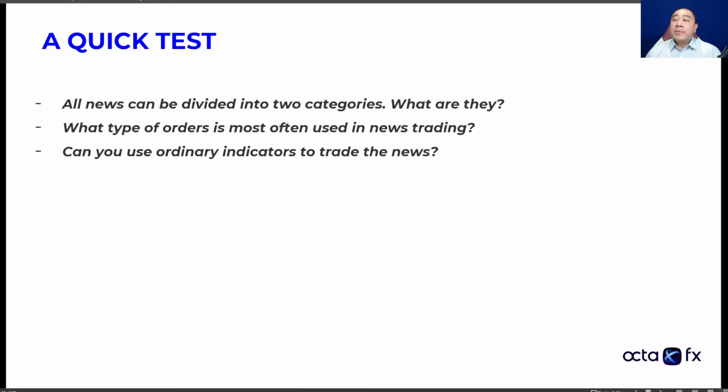All right. Number 2, limit and stop. Number 3, yes, you can use ordinary indicators to trade the news. Limit and stop are the most often used in news trading. The stop orders are the ones most often used in news trading. No one's giving me the answer to number 1, but all news can be divided into two categories. One is the scheduled news, the periodic news, and the other one is the unexpected news.